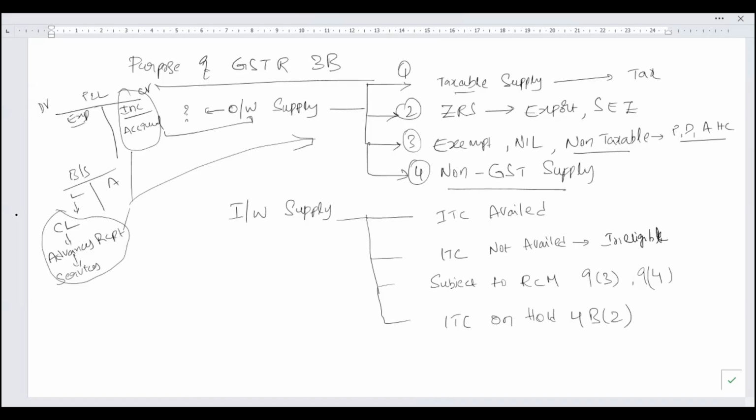So this is a broader view of input tax credit that they want you to mention. What ITC am I going to claim? What ITC am I not going to claim, and why: blocked credit or ineligible credit? What ITC is there on which I have to pay tax under forward or reverse charge? ITC on hold. Now, this is the bifurcation with respect to my inward supply. From where do I get this data? This data will come from your purchase register.